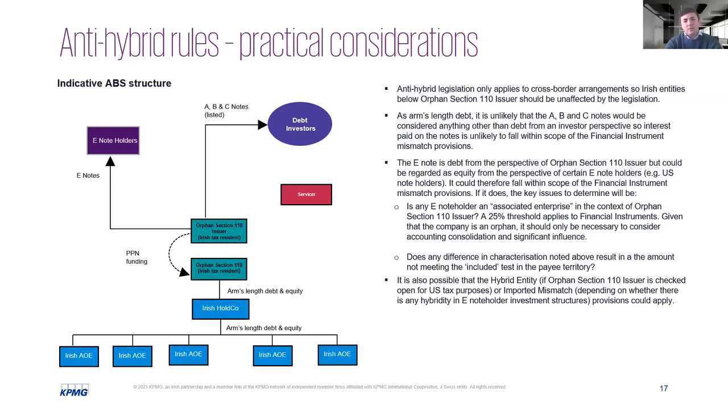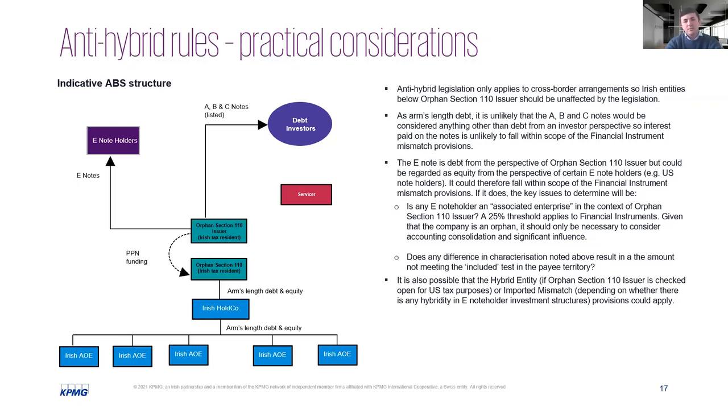In this case, the E-note holders don't actually hold any of the share capital in the orphan Section 110 issuer. So when we look at the 25% threshold, we're not going to meet it on those first tests, like share capital or voting entitlement. But where you could still be an associated enterprise is if the Irish group is included in an accounting consolidation of any of the E-note holders, or if the E-note holders exert significant influence over the Irish group. That mightn't arise where you have a diverse pool of E-note holders, but it could potentially be the case if there's a single E-note holder or one that holds the vast majority of the E-note. And that's very much going to depend on the facts and circumstances.